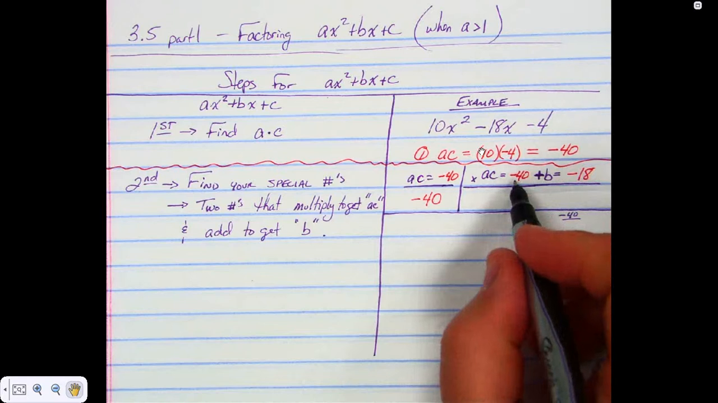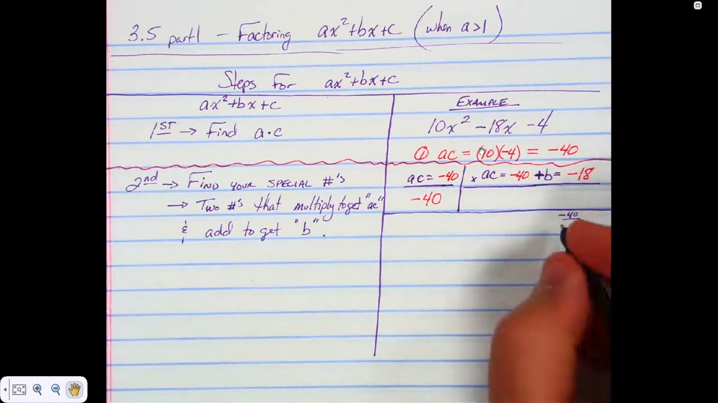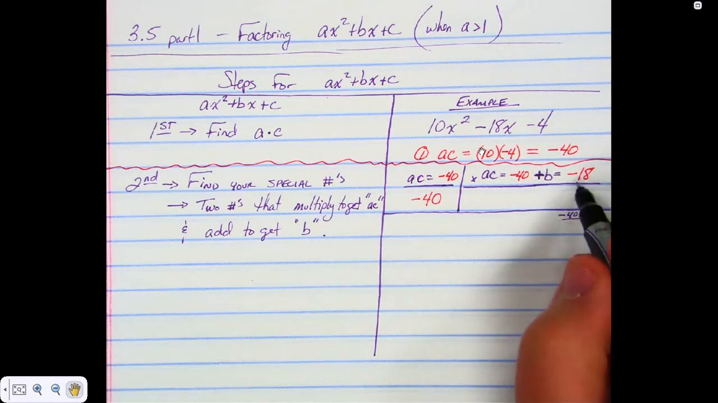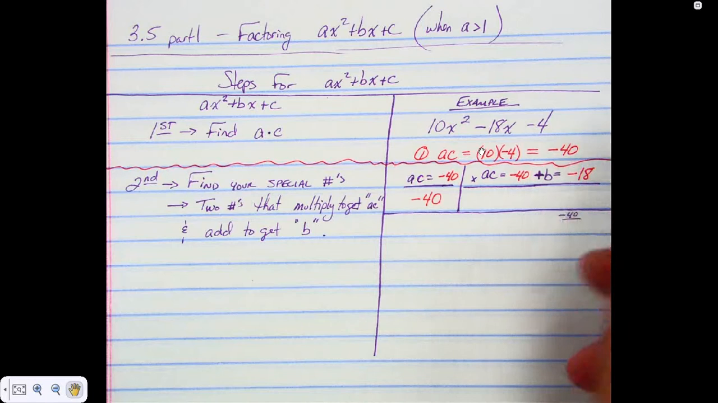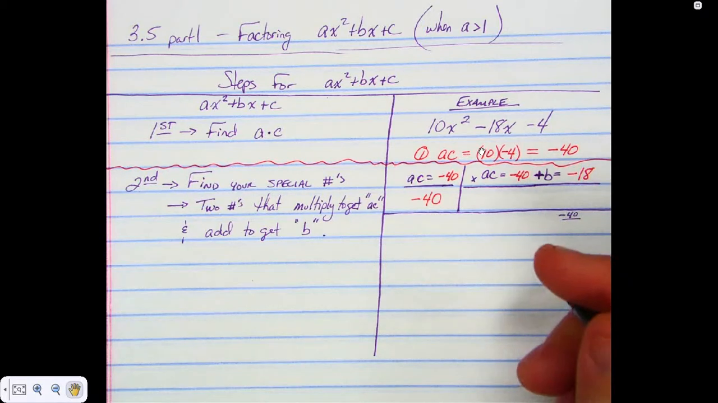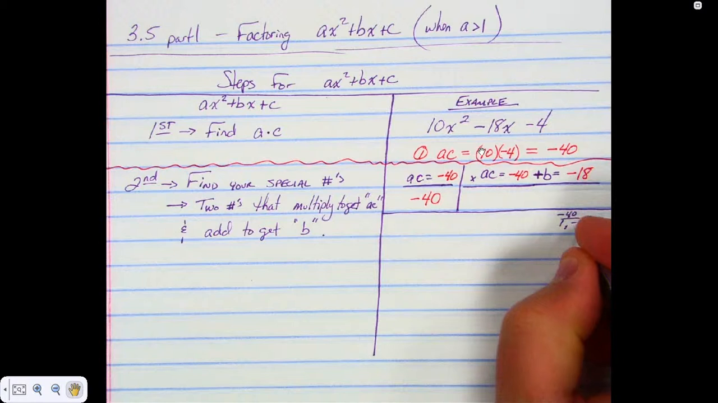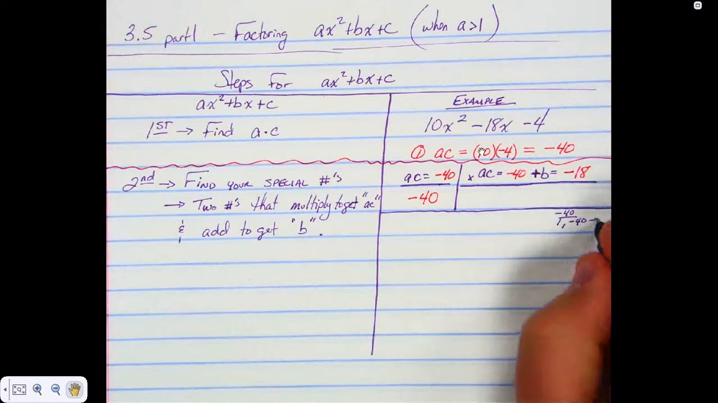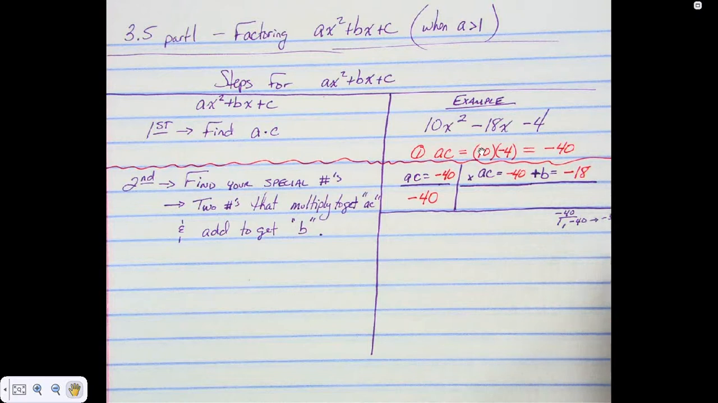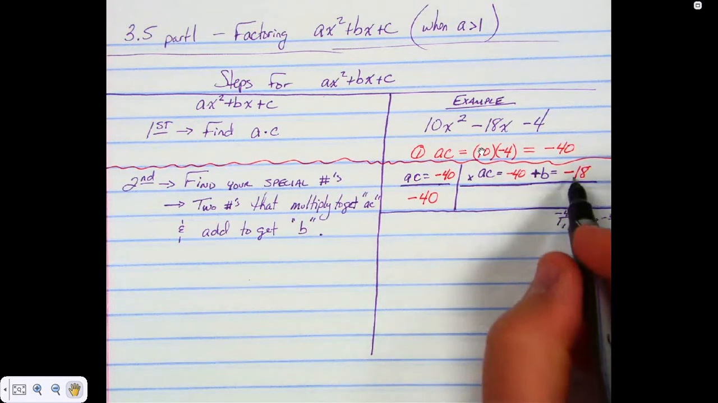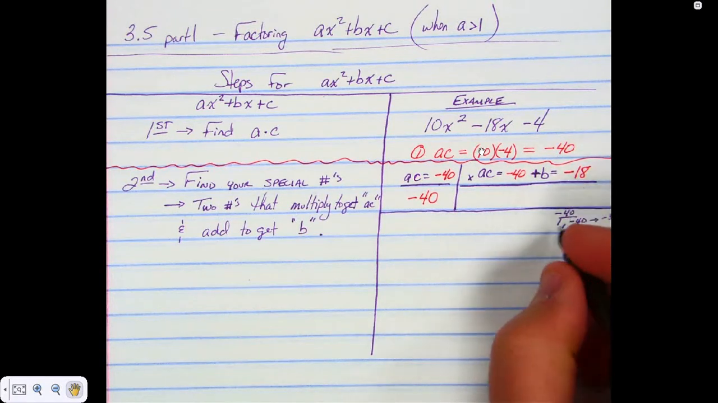Okay, so I need to find two numbers that multiply to get a negative 40. So I know one of them's positive, one of them's negative. Now I need them to add to a negative number, so which number needs to be the negative? The bigger of the two or the smaller? The bigger. So like first, positive 1 times a negative 40. What does that add to though? Negative 39. That doesn't work, does it? I want it to add to a what? Negative 18. What's another factor of 40?